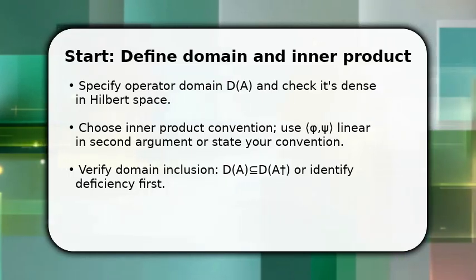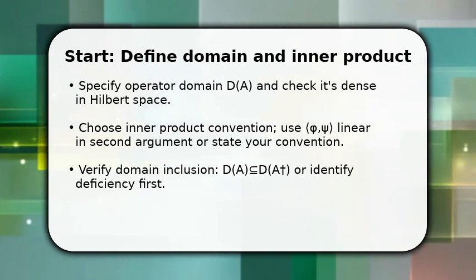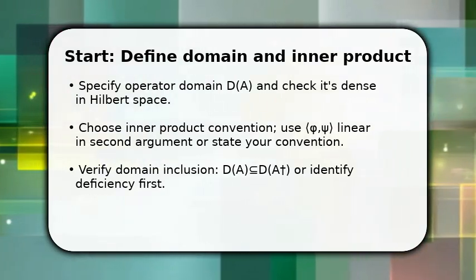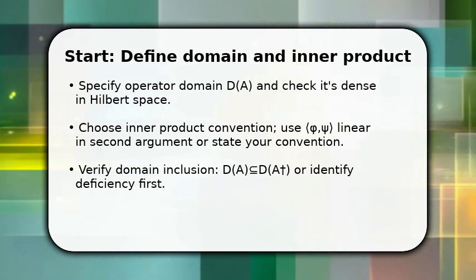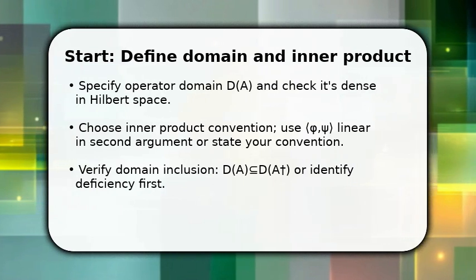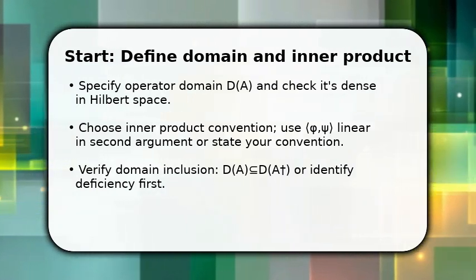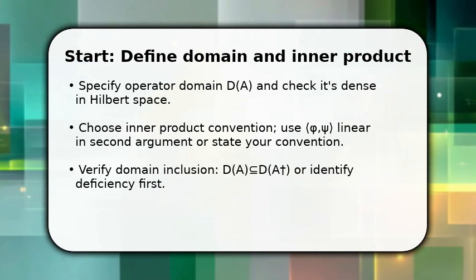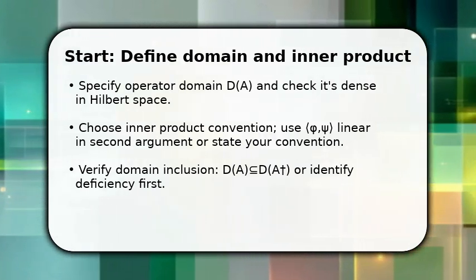You begin by pinning down the domain and inner product convention. This matters because hermiticity ties to the inner product. Once done, ensure the operator's domain is dense so a adjoint exists. Next, compute the formal adjoint by integrating by parts or using matrix conjugate transpose rules in your basis.